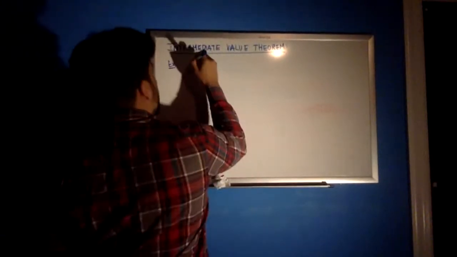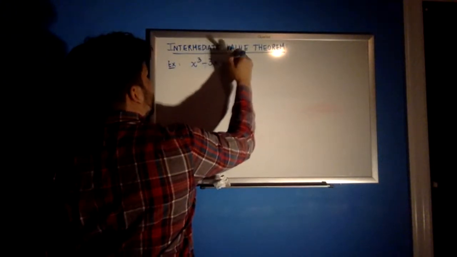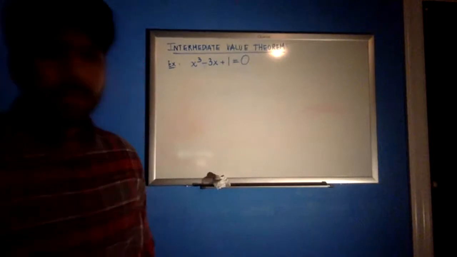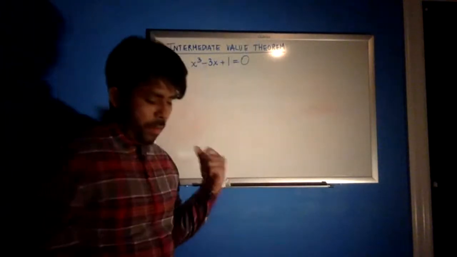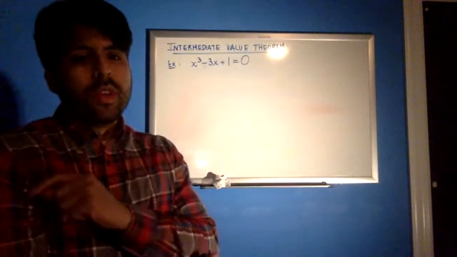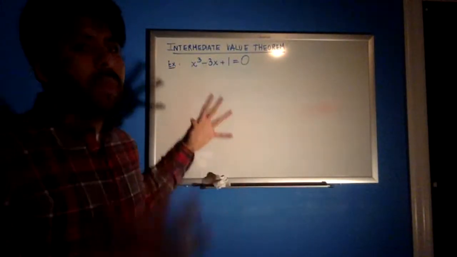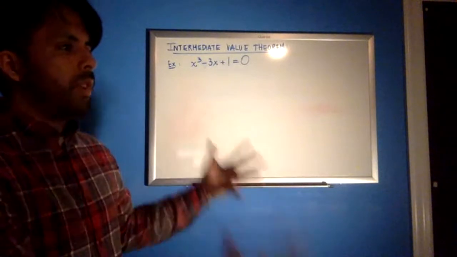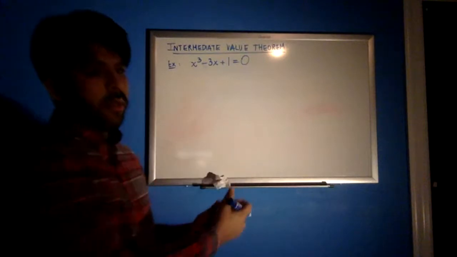x cubed minus 3x plus 1 equals 0, right? And what makes this a little different from other problems you may have been used to is that we're not looking for a number as a solution. We're looking for a statement that demonstrates, or statements that demonstrate, a certain result.